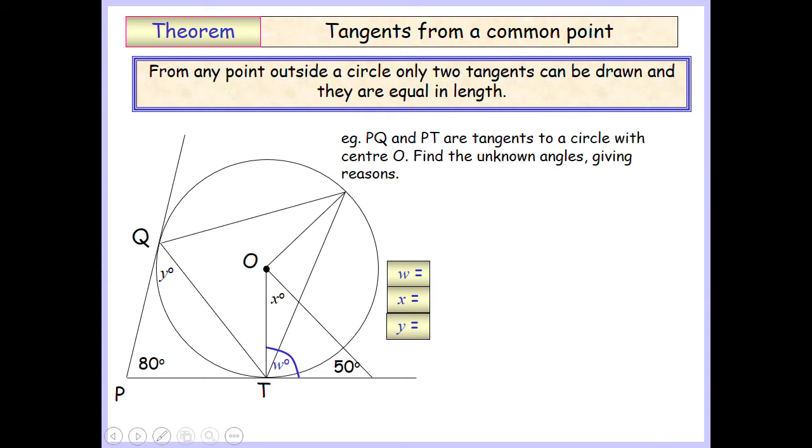PQ and PT are tangents to a circle with center O. Find the unknown angles and give reasons. Who wants to start us off with W?